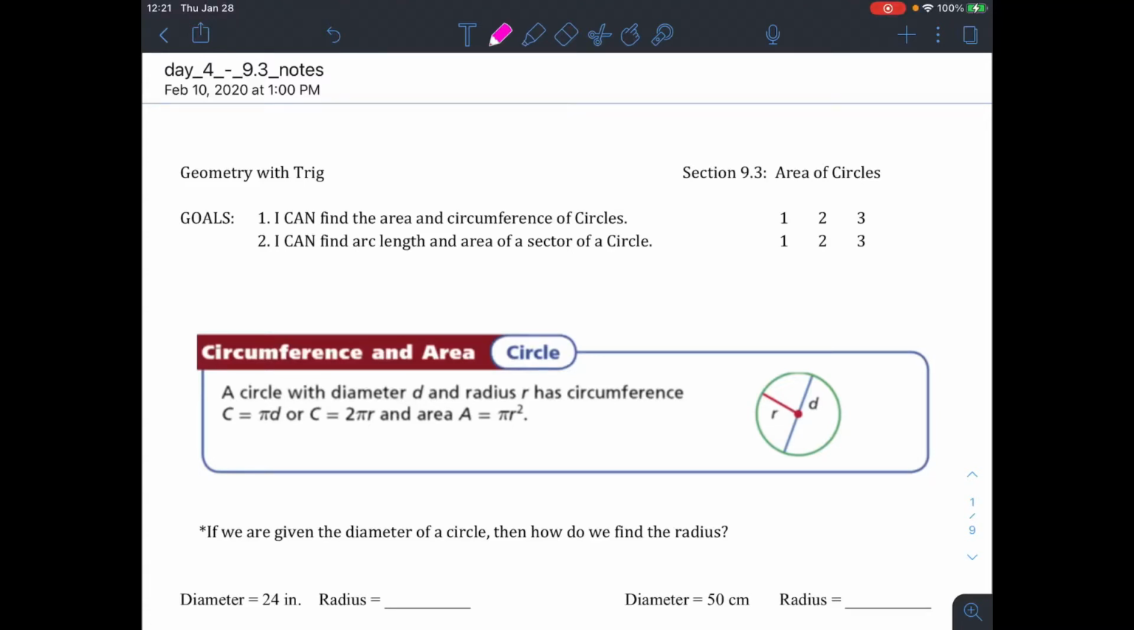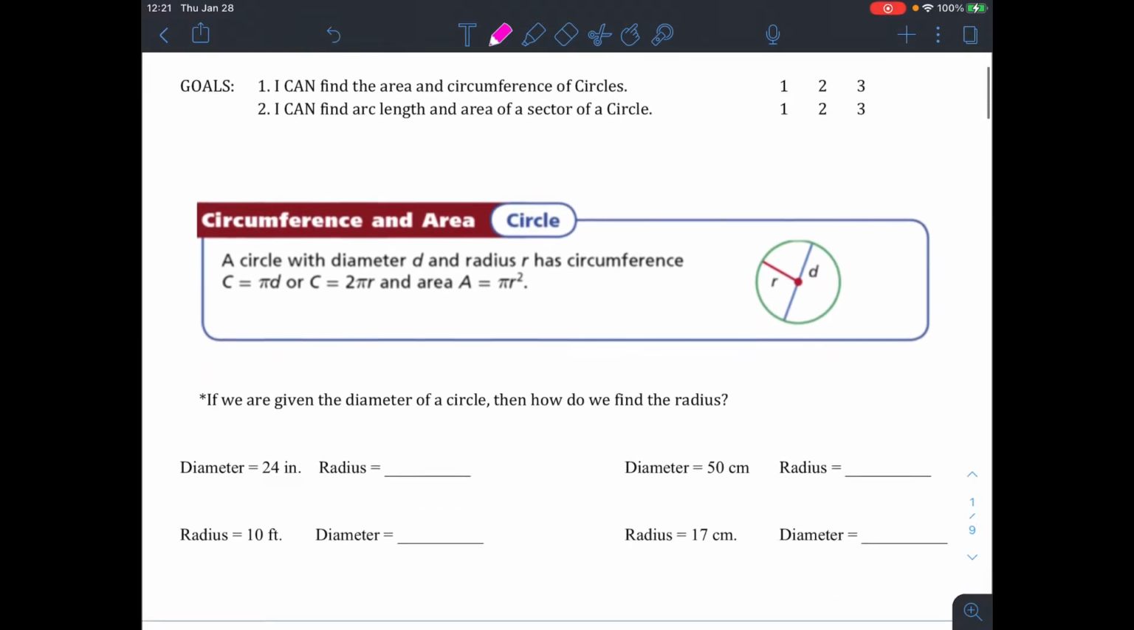Hey everyone, welcome back to section 9.3. Today we're going to talk about the area of circles. We're also going to talk about the circumference of circles as well in this section. So we'll jump right into our formulas here.